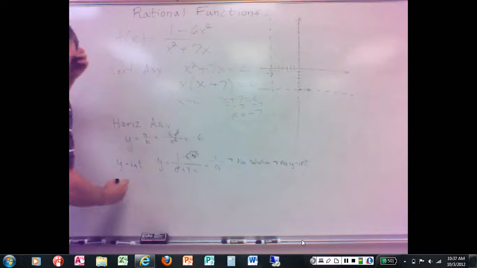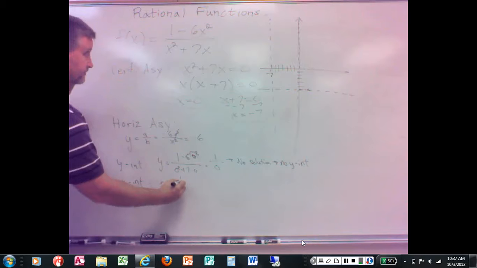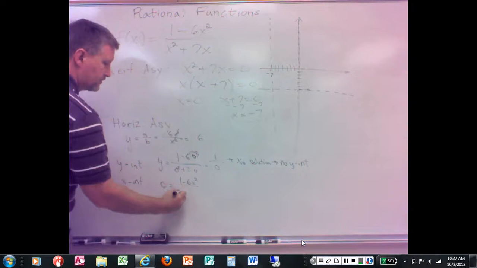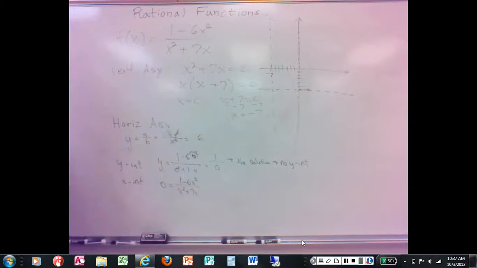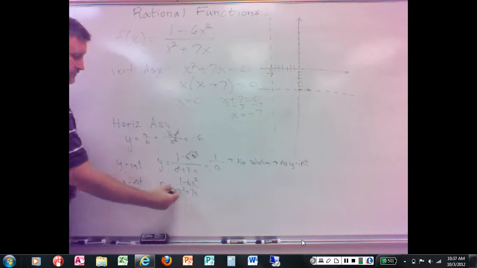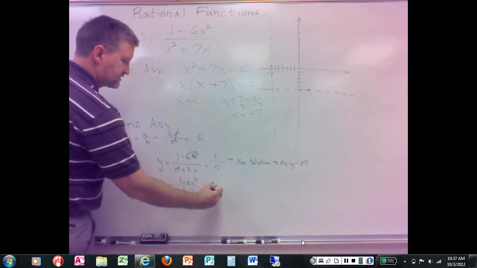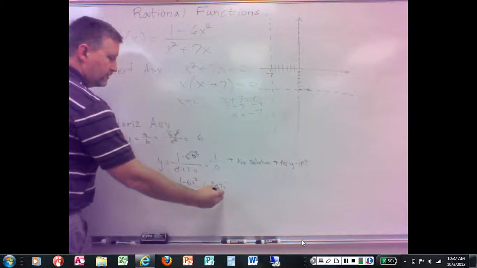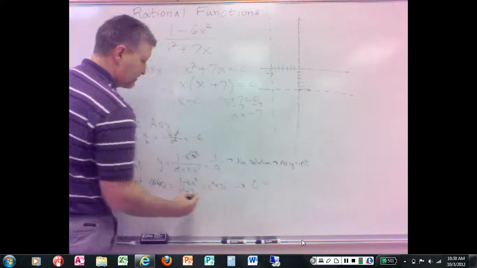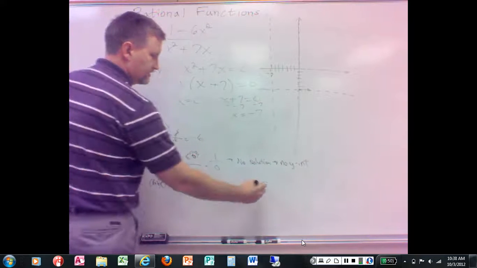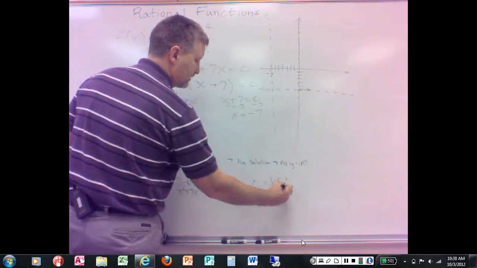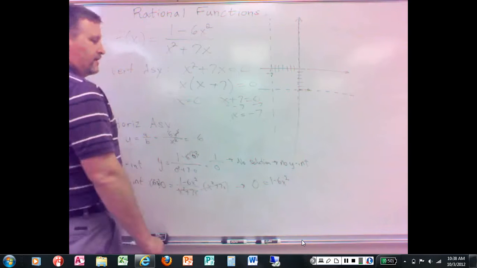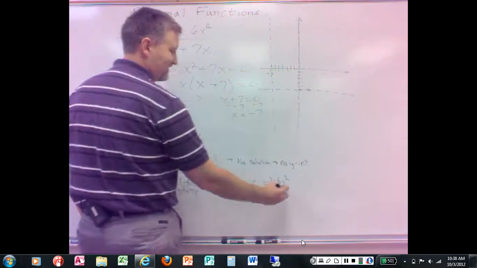The x-intercept, well, that's a different story. You set f of x to be 0. Then to solve that, multiply both sides by x squared plus 7x. Anything times 0 is 0. So the left side is 0, and on the right side the x squared plus 7x cancels, so I just have 1 minus 6x squared. And that's a nice little equation there.